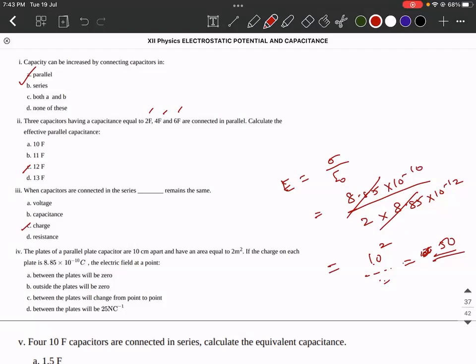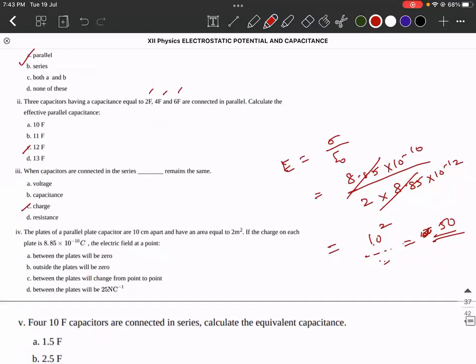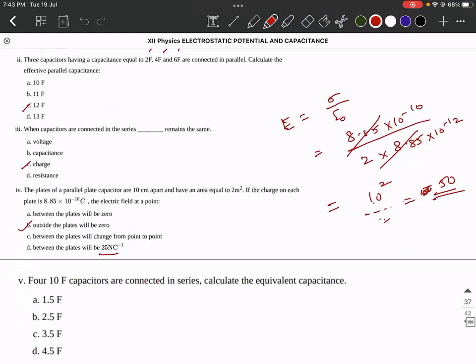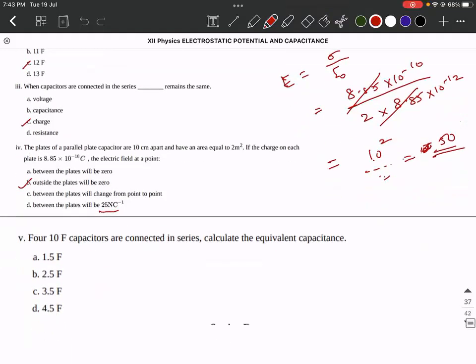The electric field at a point outside the plates of the capacitor will be 0. So we need not solve this section. Had they given it as 50 Newton per coulomb, that would have also been right, so more than one option would have been right. Okay.